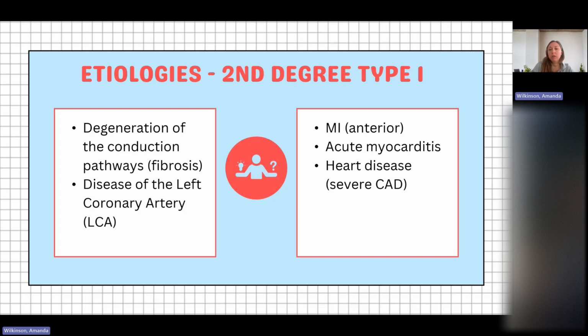Second degree type 1 blocks are often caused by some form of degeneration of the conduction system, like a fibrosis that slows our AV node over time. So you may also see it in patients with ischemia, especially involving the left coronary artery or during an inferior MI. It can also be triggered by acute myocarditis or as a result of underlying heart disease, in particular severe coronary artery disease.